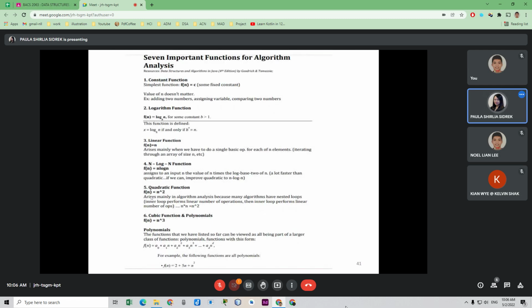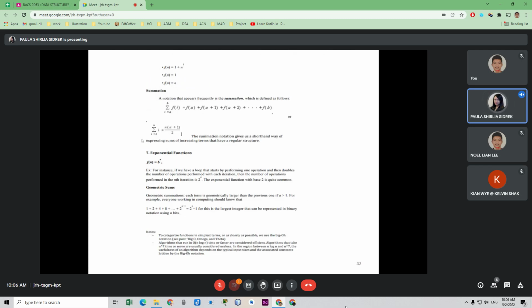Quadratic functions, you have this one. We don't normally use this, but it is good to know. It arises mainly in algorithm analysis because many algorithms have nested loops. So therefore you have the outer loop performing a linear number of operations, and the inner loop performs a linear number of operations as well. So that is a quadratic function. Anyway, next one. For the cubic function and polynomial, you use this. We don't normally use that, but this is good to know as well.